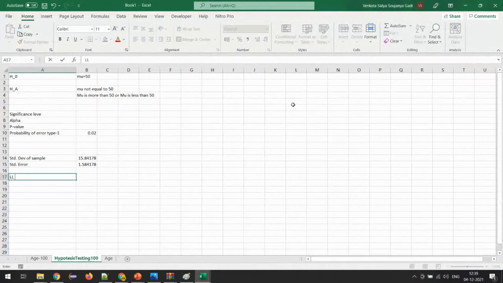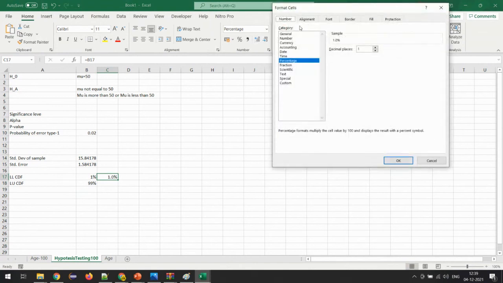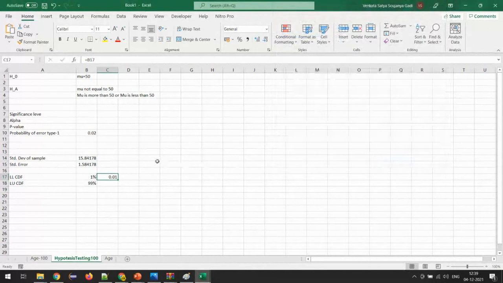So for the lower limit, the cumulative distribution function is 1%, and for the upper limit, the cumulative distribution function is 99%. When I write percent, it actually takes 0.01. If I remove the percentage, it will show 0.01. That's why I'm getting it.